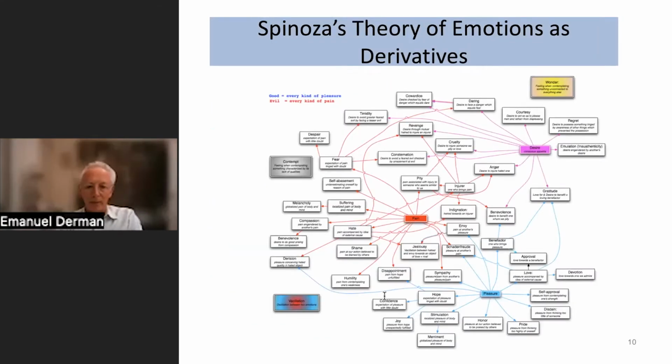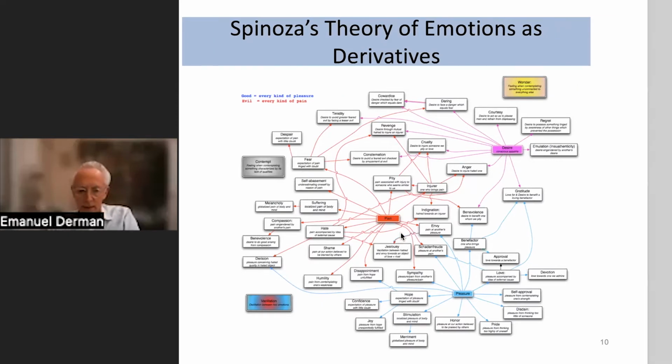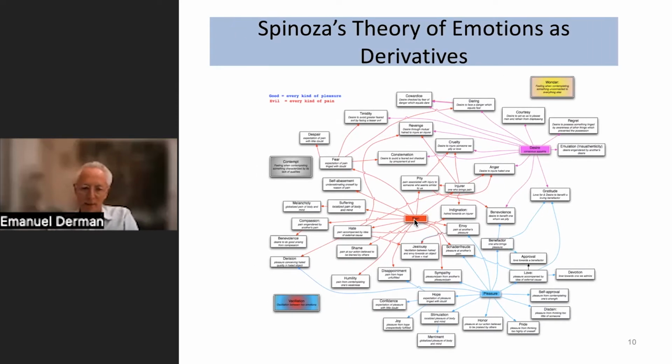I made a diagram when I read Spinoza of all of the emotions that he derives. And you can see how in the end, every one of them leads down to, I don't know if I can highlight this with my mouse, but pain, desire, and pleasure. Everything else, disappointment, shame, hate, compassion, melancholy, suffering, fear, self-abasement, they all in the end lead down to these three visceral things.